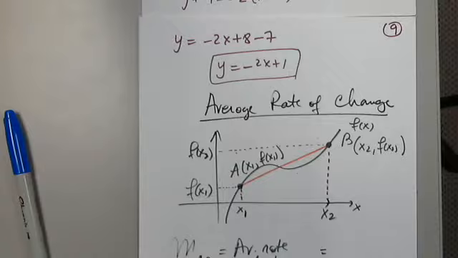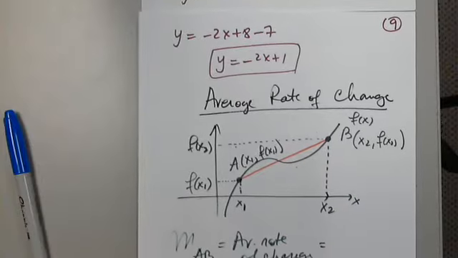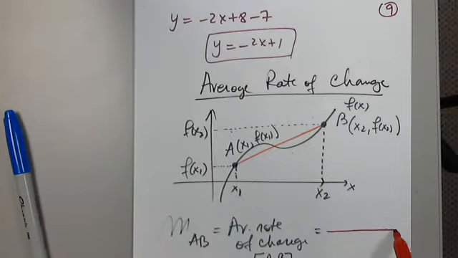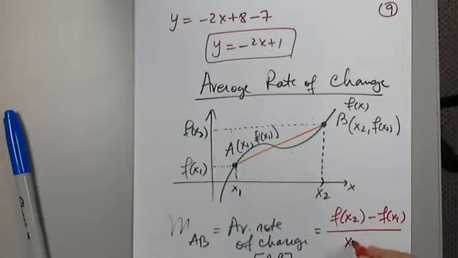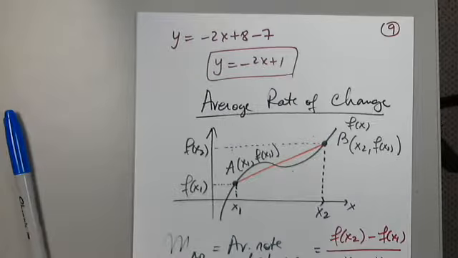Can anyone give us the slope of this line? Very good. This is the average rate of change. What does this mean?